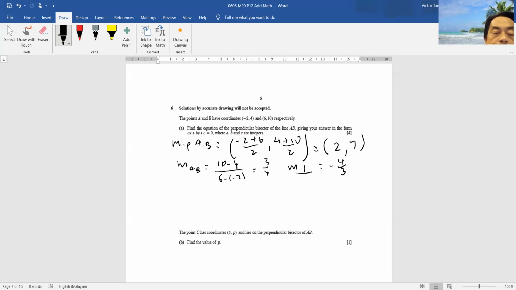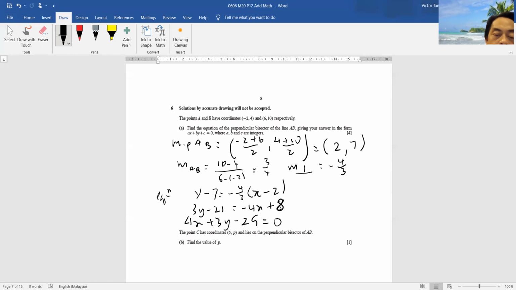So the equation of the line: y minus 7 equals minus 4 over 3 times x minus 2. So you have 3y minus 21 equals minus 4x. Minus 4 times minus 2 is plus 8. Writing in the form that the question wants, it is 4x plus 3y minus 29 equals 0.